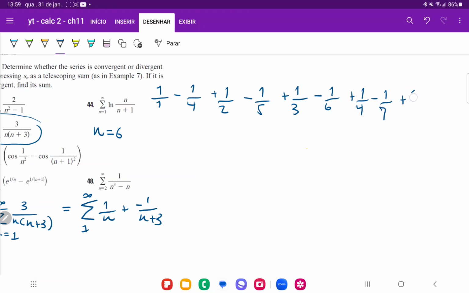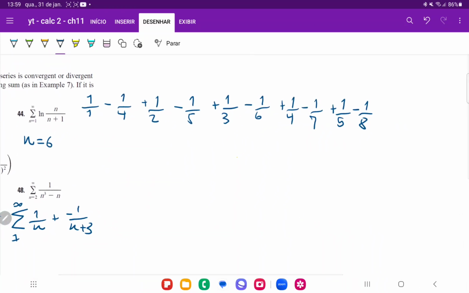For n equal to 5, we have plus 1 over 5, minus 1 over (5 + 3), minus 1 over 8, and lastly, for n equal to 6, plus 1 over 6 minus 1 over (6 + 3), which is 1 over 9. So what we've done here is we've taken this expression, 1 over n plus -1 over (n + 3). We've plugged in all the values from n equal to 1 to n equal to 6. And now let's take a look at what happens here.